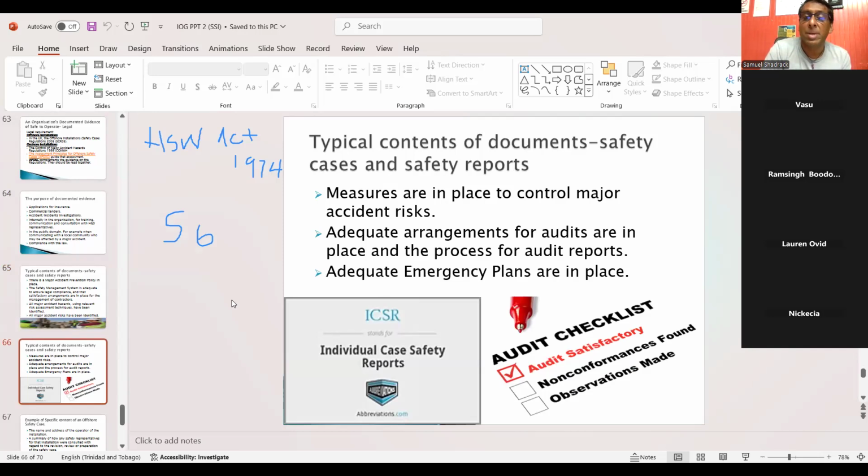Typical contents of a documented safety case and safety report. Measures are in place to control major accident risk. Adequate arrangements for audits are in place, and the process for audit reports has been laid out. Adequate emergency plans are in place. You could pick some of this for a safety report.